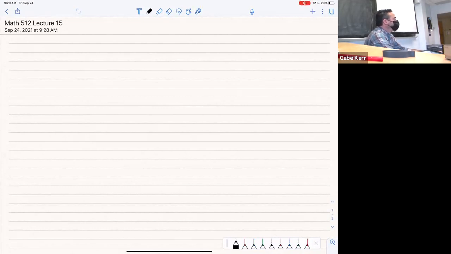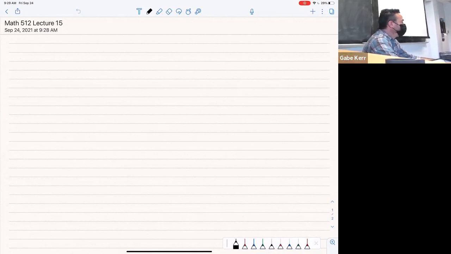Looking over the homework, I noticed a couple of things. I think there's a lot of confusion about what order means. There are two kinds of order in groups. There's the order of a group. Say G has order n, let's say G is a finite group. That means the number of elements in G is n. That's simple.